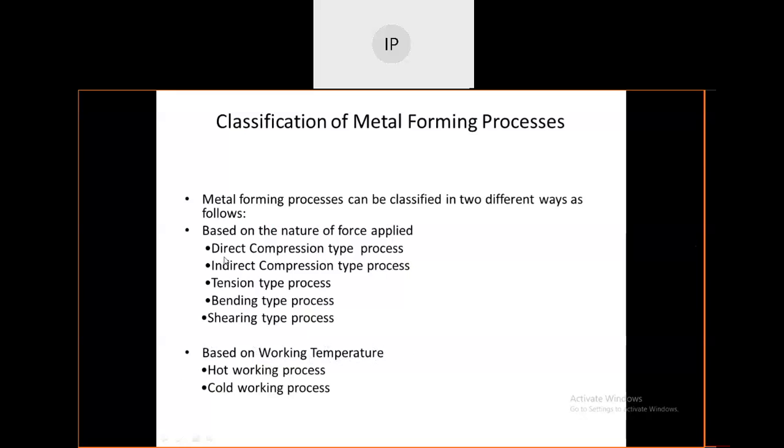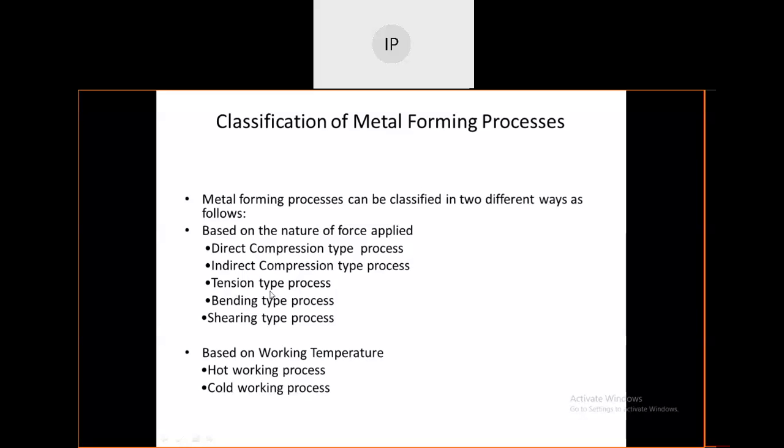First, we go through the classification based on the nature of forces applied. We have different types of forces available, and depending on that, we have different types of metal forming processes. In that we have the direct compression type process. Here we apply the compression force directly to the object to give the shape and size to the object. Second, we have the indirect compression type. We are adding the compression force, but indirectly. We see an example in the next slide.